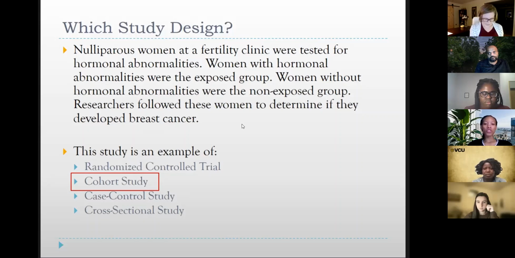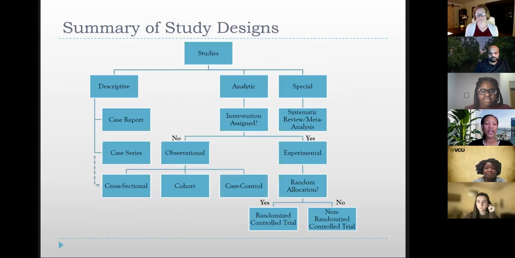However, it's a cohort study, because we're grouping by the exposure, which is the hormonal abnormalities, and then we're following them over time and recording the outcome. So I hope that's a little clearer. And I know I went through a lot of study designs all at one time. Here are some of the ones that I went through.